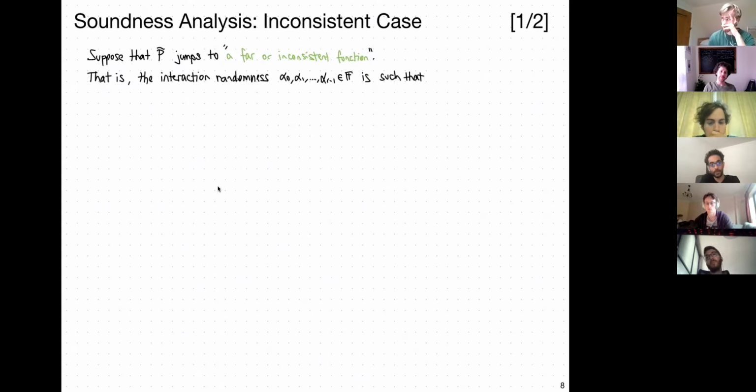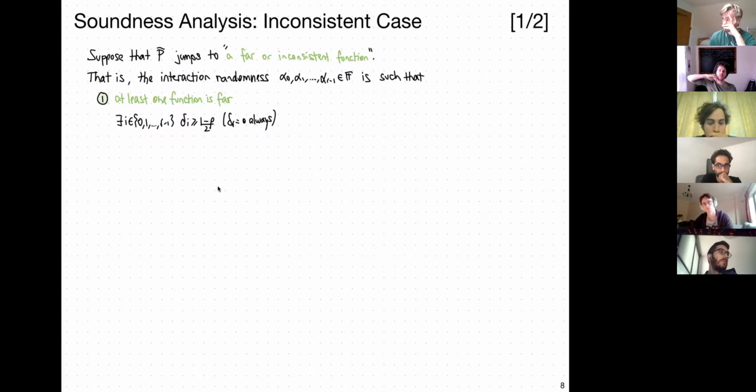What do you mean by that? One of the two cases. This is, by the way, exactly the negation of the condition that we had before. Before we had two conditions that must both hold, and now we have one condition or the other. So either there exists at least one function which is very far from the code, outside of the unique decoding radius. Think about it as if the codeword is 0, then it means that it's some string which mostly doesn't have any zeros at all in it. It's really, really corrupted.